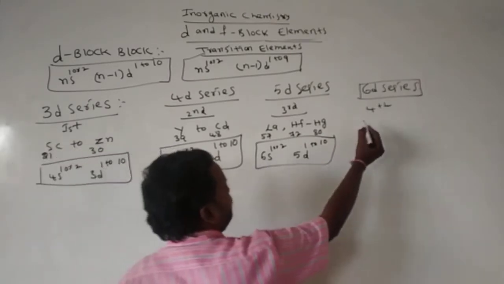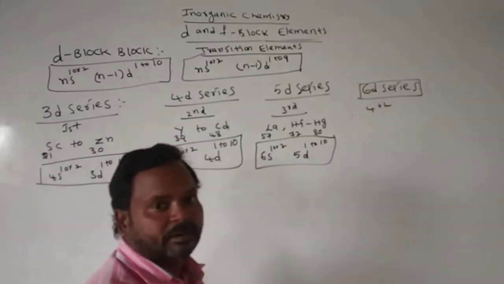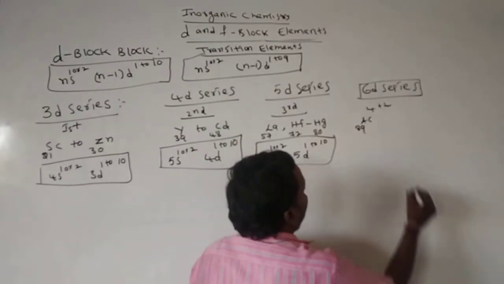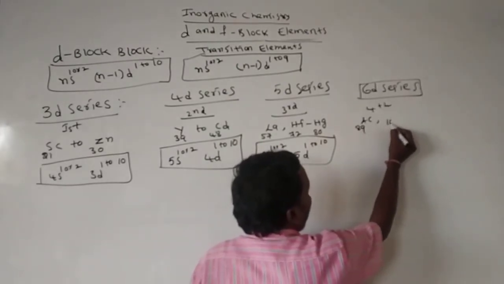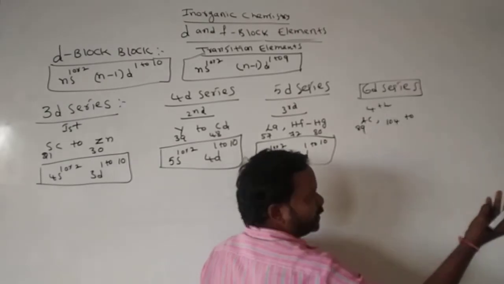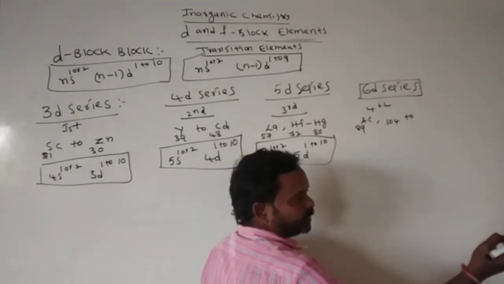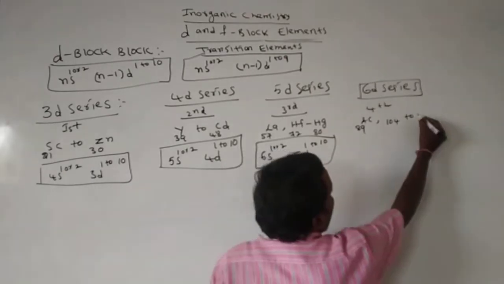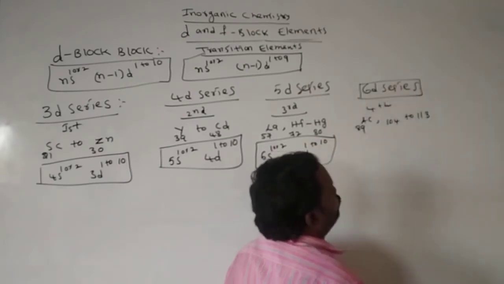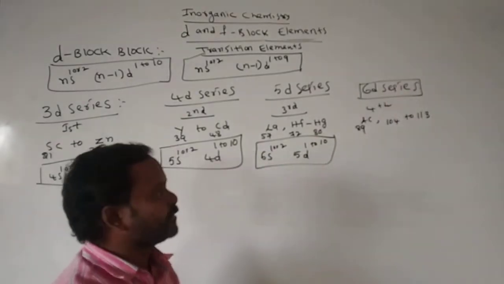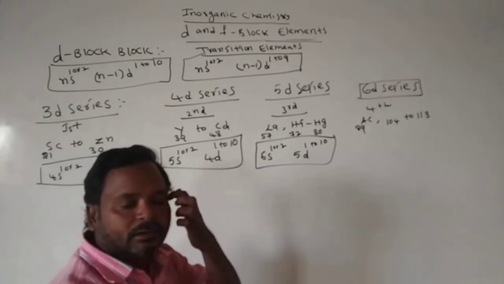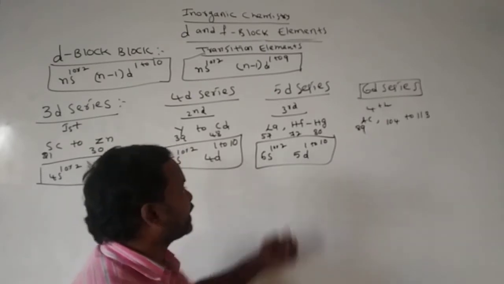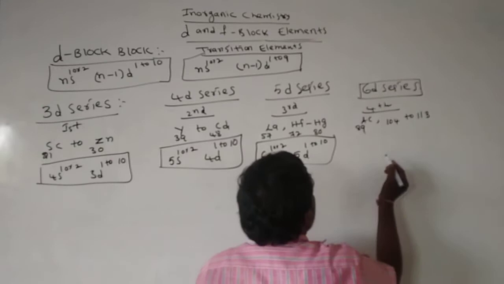Next, the fourth transition elements. After actinium 89, the atomic number of actinium is 89, atomic number 104, 105, 106, 107, 108, 109, 110, 112, 113. Up to 113, we don't have perfect common names for these elements. IUPAC names are there, but common names we don't have. Up to atomic number 113, elements belong to the 6D series. These are called fourth transition elements.